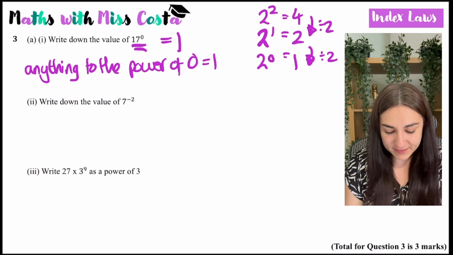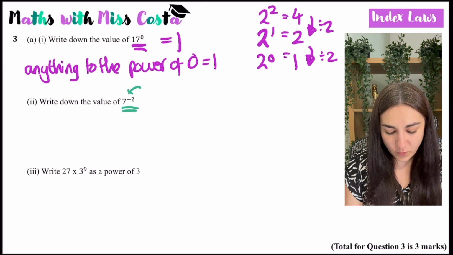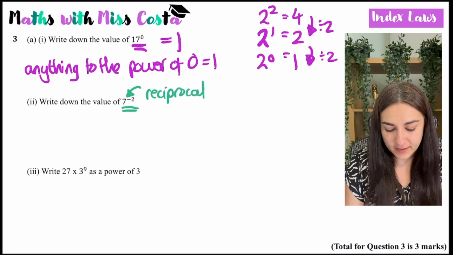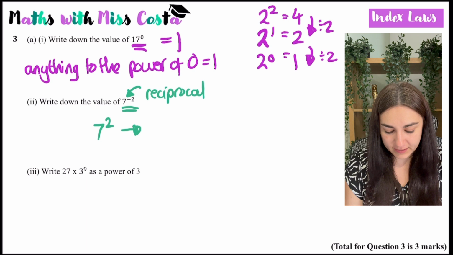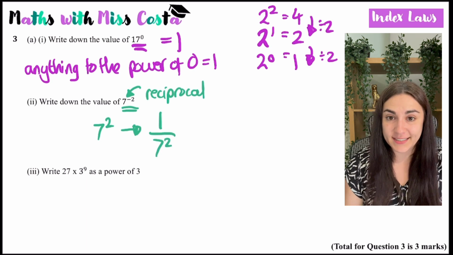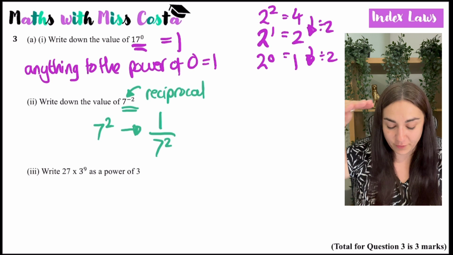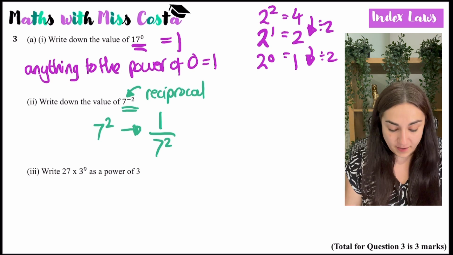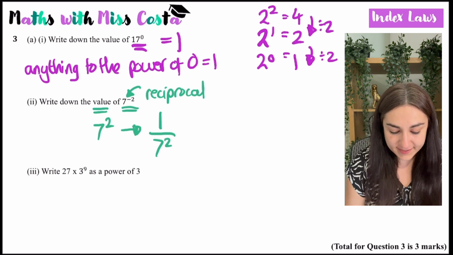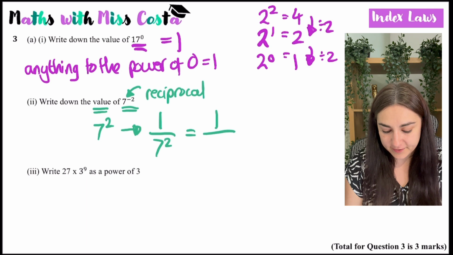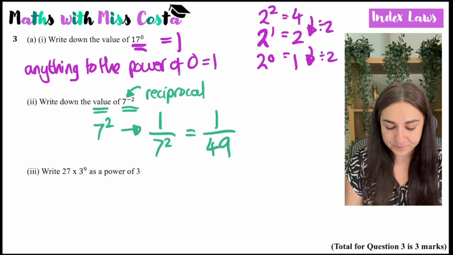Next, we've got 7 to the power of minus 2. What this means is you basically want the reciprocal. Imagine 7 without the minus is 7 squared. The reciprocal of that would be 1 over 7 squared. So the negative sign just says write it as 1 over itself without the negative. I'm asked to write down the value of it, so I need to work it out. That is going to be 1 over 49.